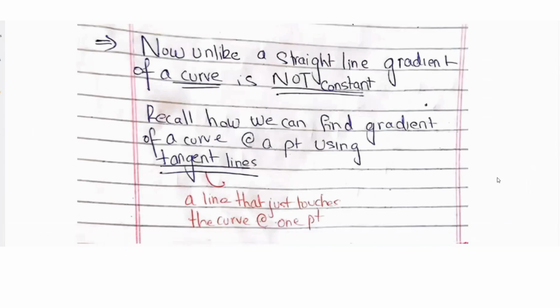But now, unlike a straight line, the gradient of a curve is not constant. And to find the gradient of a curve at a point, we use what we call tangent lines. A tangent line is a line that just touches the curve at one point. How do we use these? Let's see.